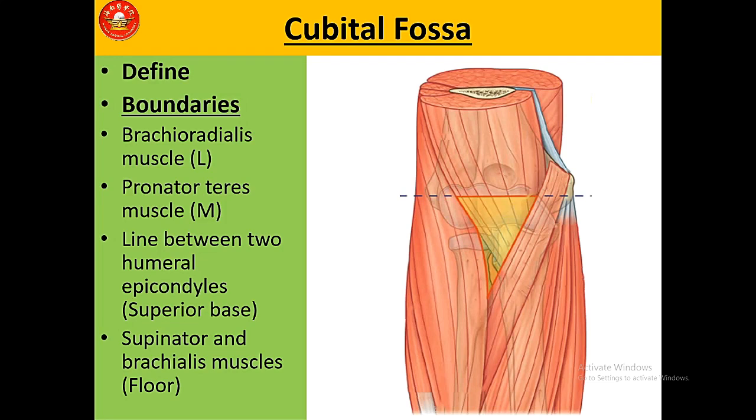Talking about its boundaries, we have here the brachioradialis muscle that is making the lateral boundary. We have the pronator teres muscle that is making the medial boundary, and then we go to the transverse line between the two epicondyles of the humerus that is making its base. This yellow color is representing the triangle, what we call the cubital fossa. We have the supinator and the brachialis muscle in the floor of the cubital fossa.